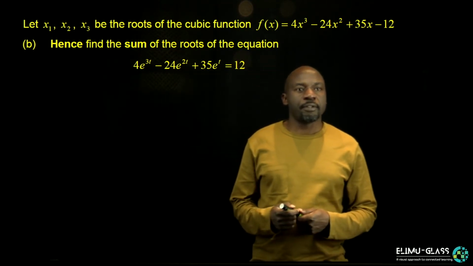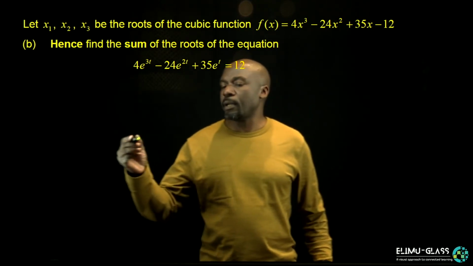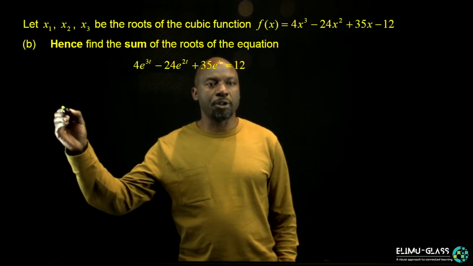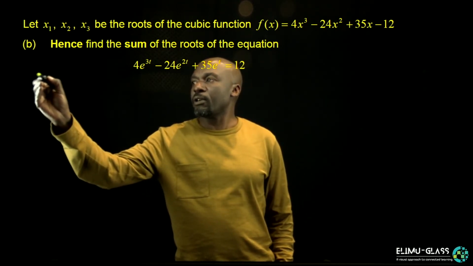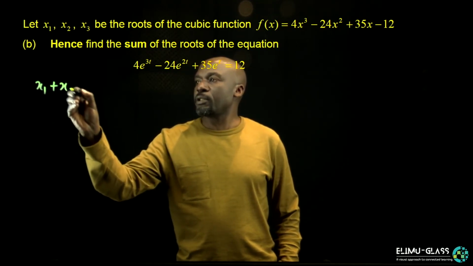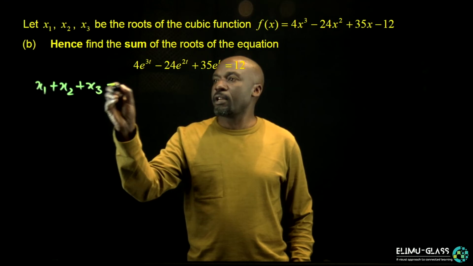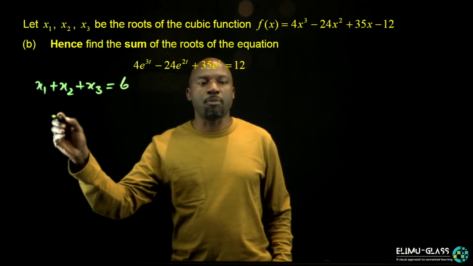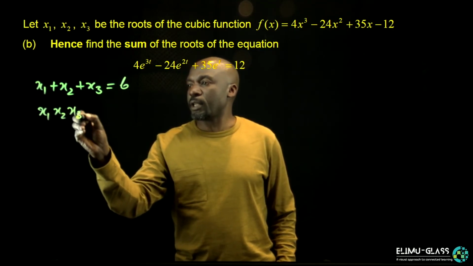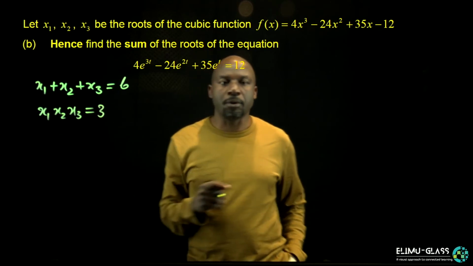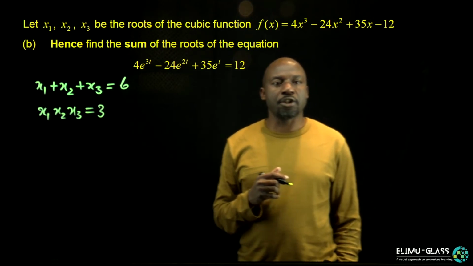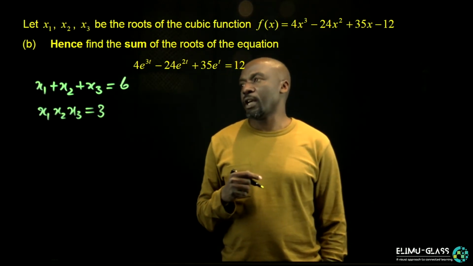And here is the last part of the question. Let me just write down the results we got from the previous part. From part A, we found that for the three solutions of the function f of x, the sum x1 plus x2 plus x3 was 6, and the product of the roots x1 times x2 times x3 was equal to 3. So this is what we found. Now if you look at the second part, you can see that the equation resembles f of x.